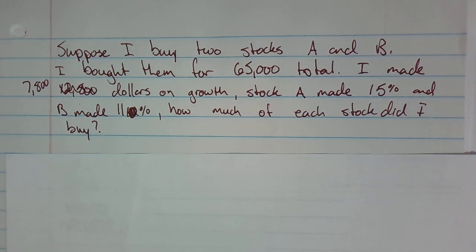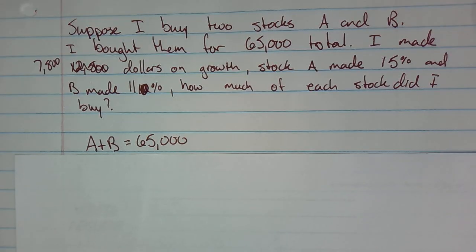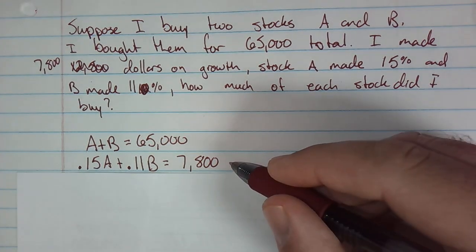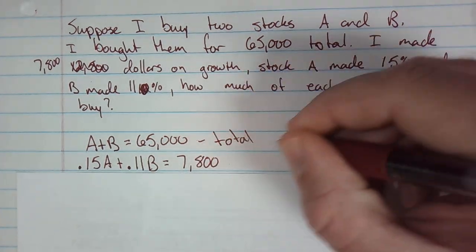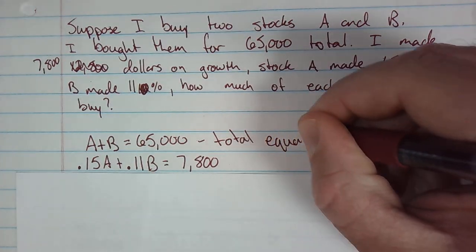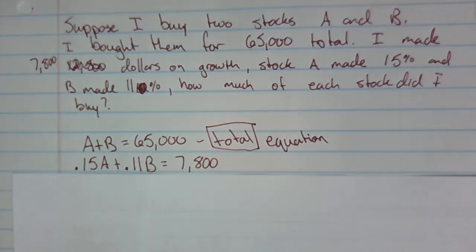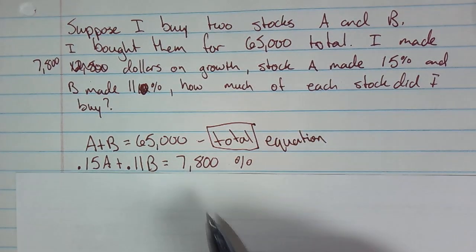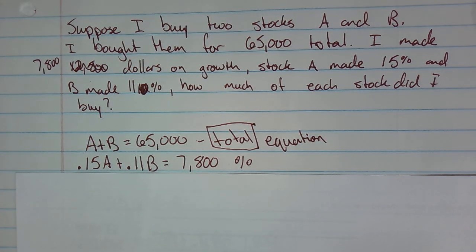So, your two equations are A plus B is 65,000, and then your percent times each one plus percent times each one is 7,800, correct? So if you ever get asked, this is your total equation. On the homework or on a test, that's your total because that's how much total money you invested. This one's your percent equation, because you have 2%, like the milk I drink.